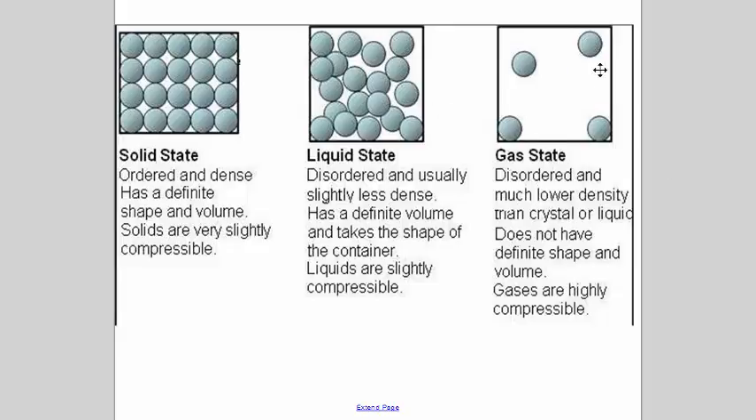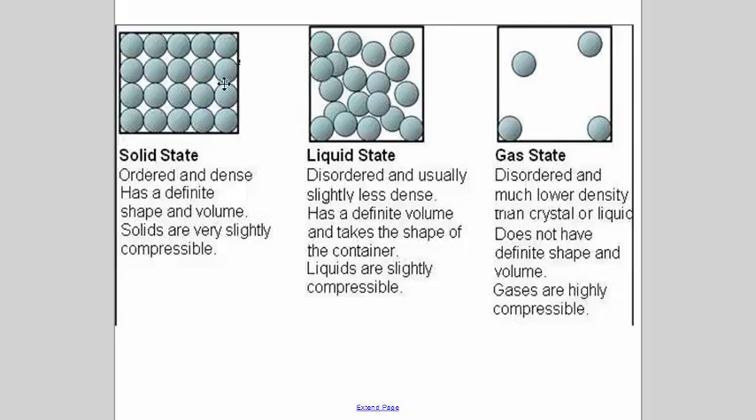Now if you look over here at gases, these particles are very much spread out. They're very disordered, much lower density. They don't have a definite volume or shape. They take the volume and the shape of the container that they're in. They're highly compressible, so we could squeeze this into a much smaller area, and all the gas would fit because those particles are spread out so much.